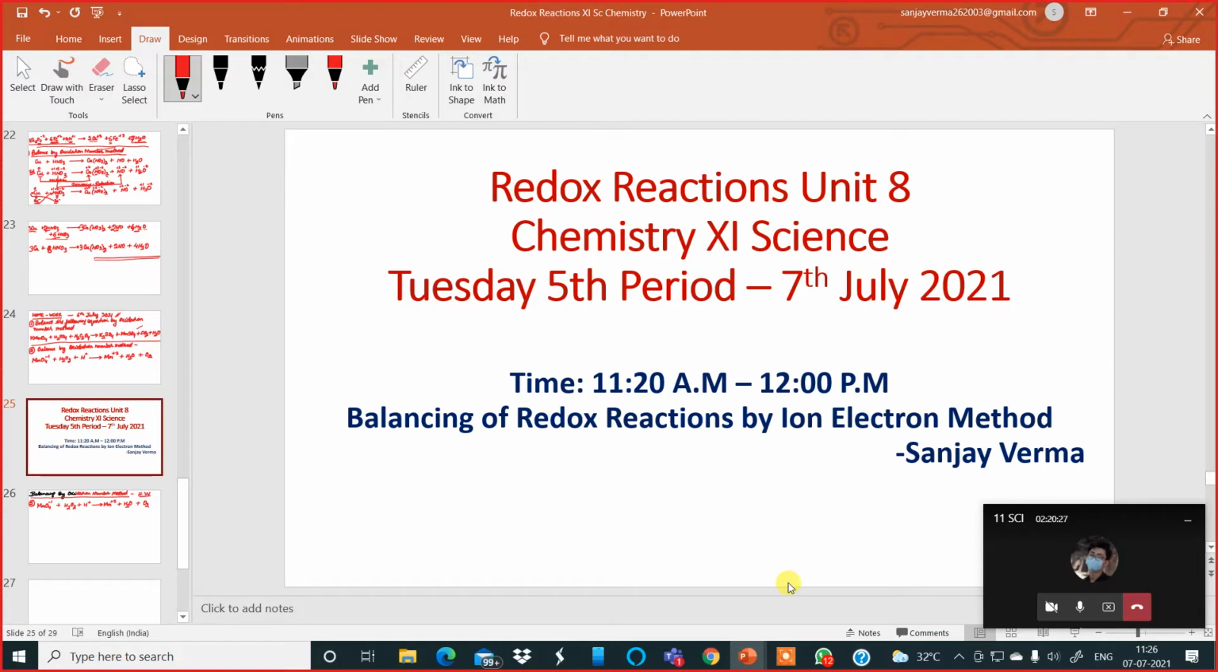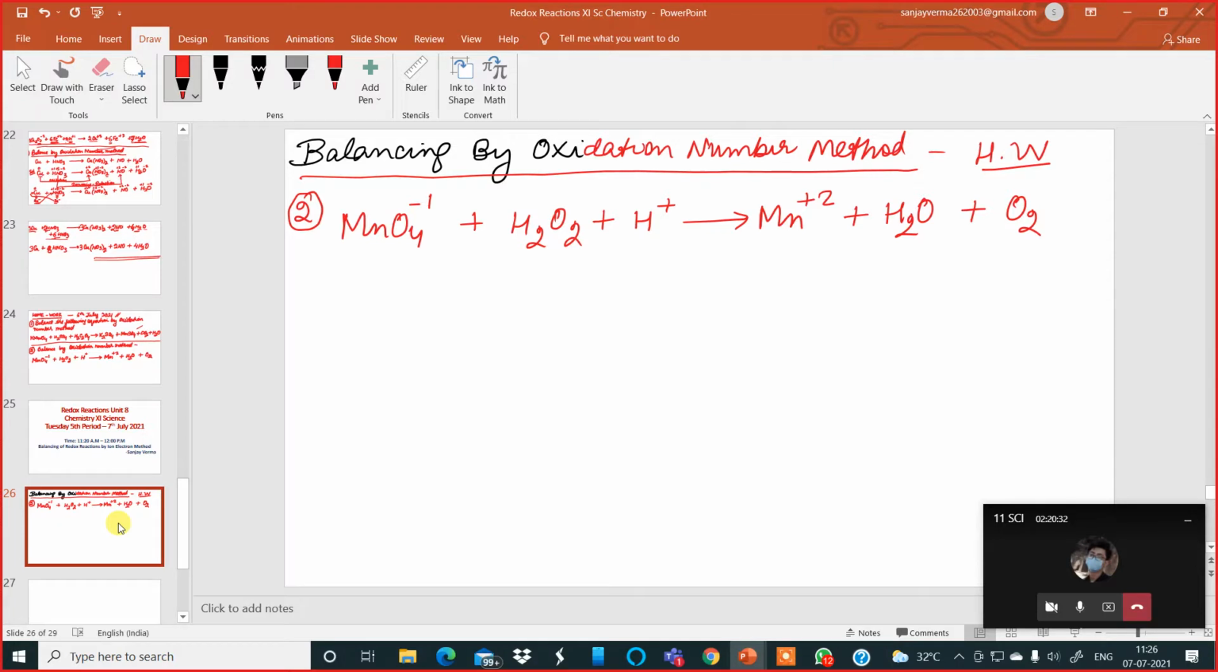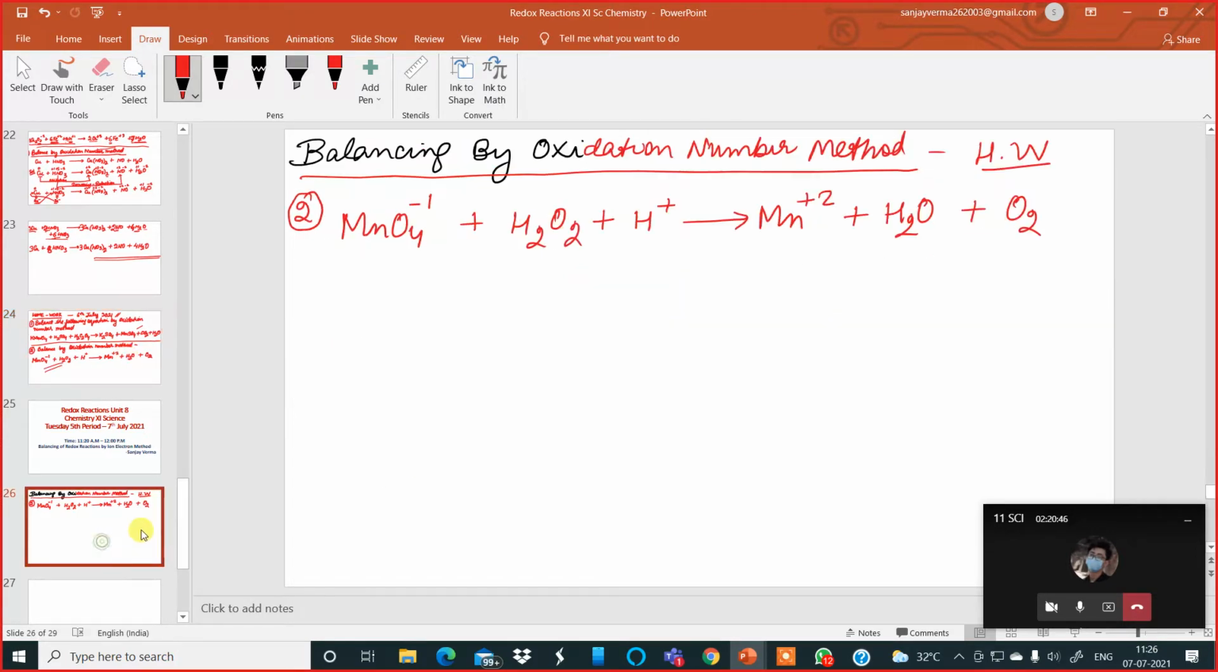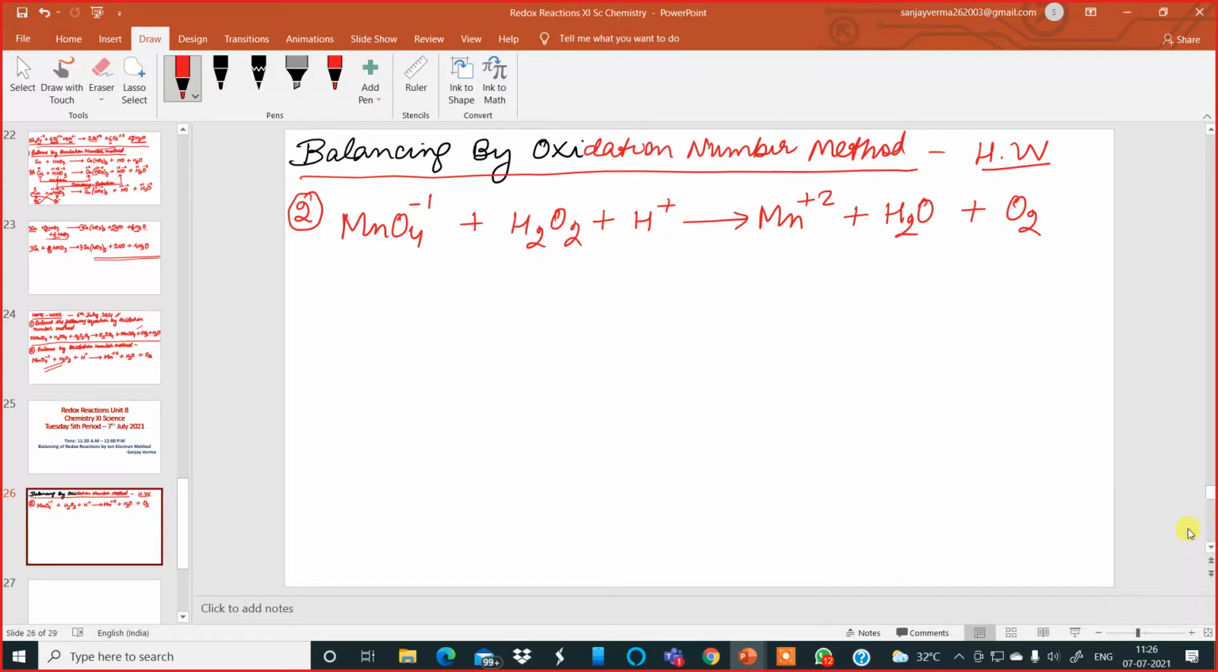Yesterday's class, I had given you two homework: balancing of redox reactions by oxidation number method. I believe most of you could balance the first one, but I just discovered that some of you could not balance the second one. So I will show you how to balance the second one today. Please follow carefully and listen carefully.